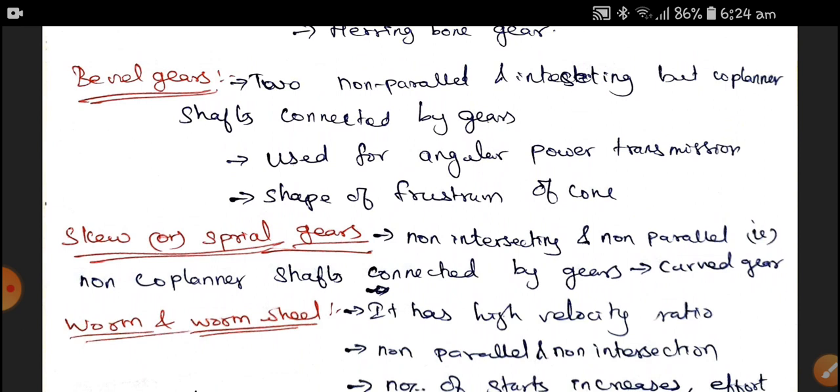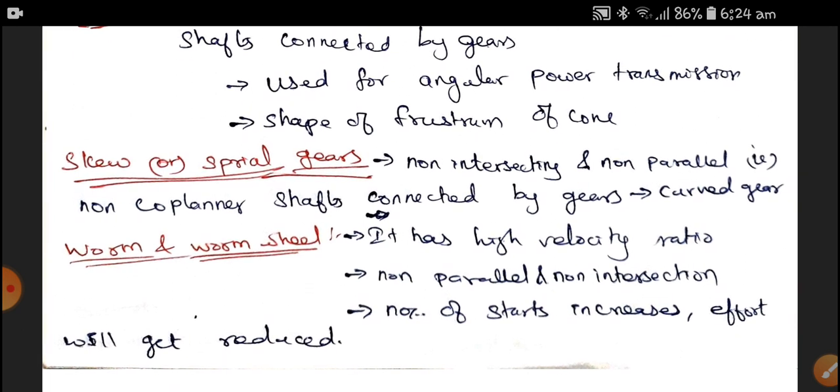Next one is the worm and worm wheel. The worm and worm wheel have a greater advantage of high velocity ratio, even very high velocity ratio. For example, if our input shaft is driving at 1440 rpm and we want to reduce it to, say, 100 rpm or 200 rpm in a single stage, we can use a worm and worm wheel. It has a high velocity ratio. It is also a non-parallel and non-intersecting gear.